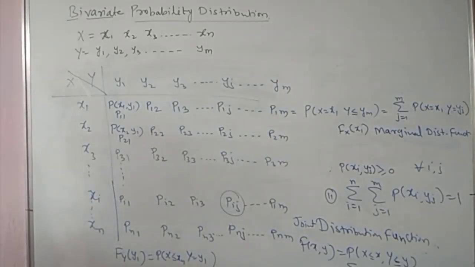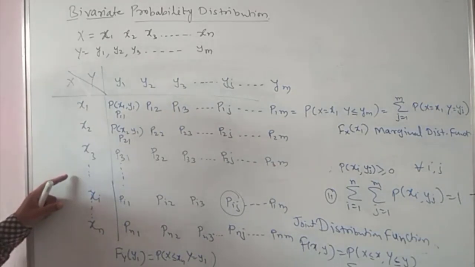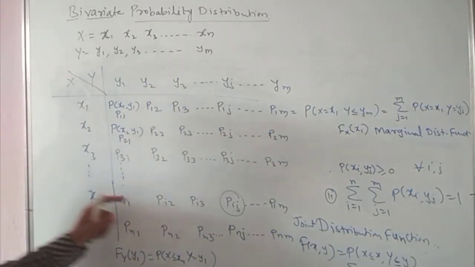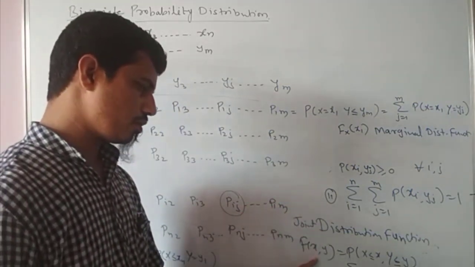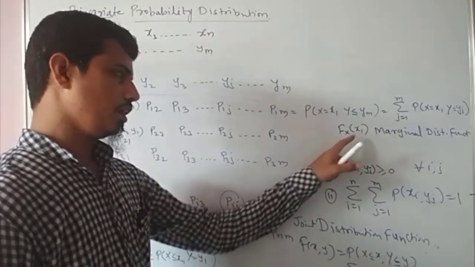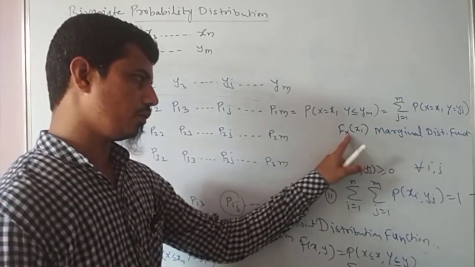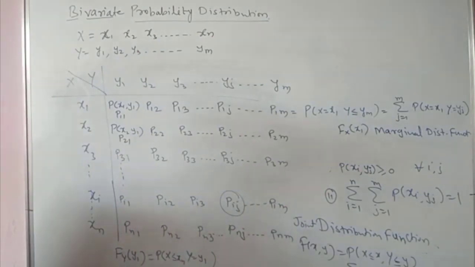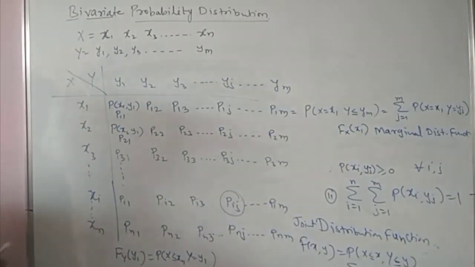So we discussed here what we mean by bivariate probability distribution, what is probability mass function, what is joint distribution function, then the marginal distribution function for x, marginal distribution function for y. Now we consider one example.